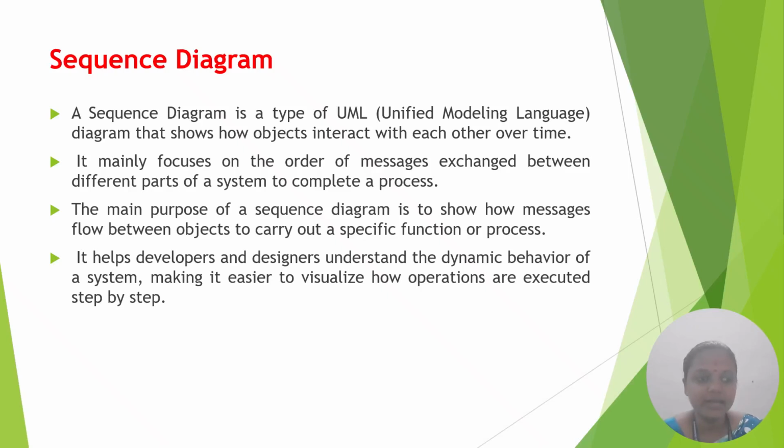Next is sequence diagram. A sequence diagram is a type of UML diagram that shows how objects interact with each other over time. It is mainly focused on the order of messages exchanged between different parts of a system to complete a process. The main purpose of a sequence diagram is to show how messages flow between objects to carry out a specific function or process. It helps developers and designers understand the dynamic behavior of a system, making it easier to visualize how operations are executed step by step.